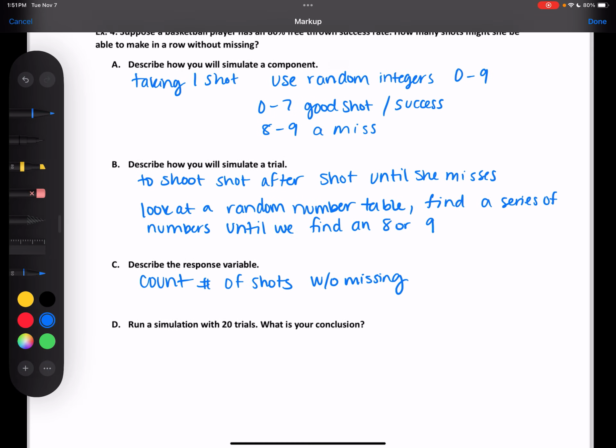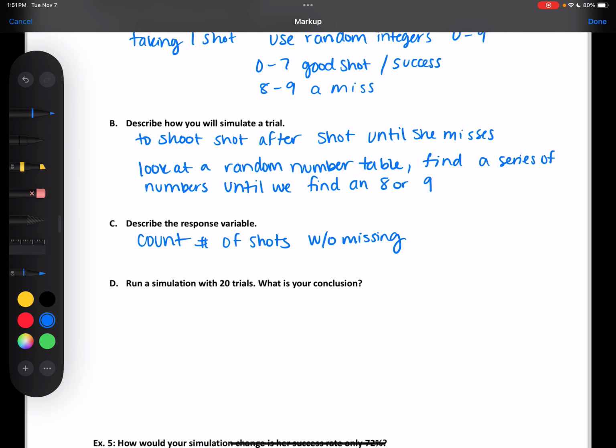So run a simulation with 20 trials. What is your conclusion? So I'm going to use, just to do something a little different, rows 20 through 40 on your random number table. Okay? You can pick whichever rows you want. If you want to do it different from what I'm going to do, or if we want to do it all together, that's fine too.